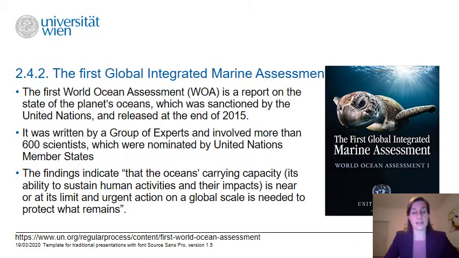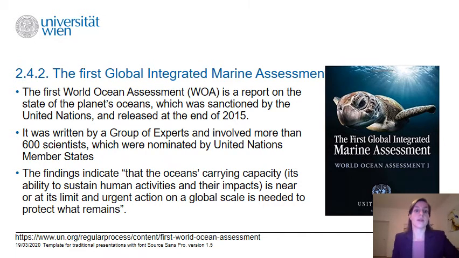So the World Ocean Assessment is a different kind of thing, because it does not involve in itself scientific knowledge production, but it synthesizes existing knowledge on the ocean. The first World Ocean Assessment is a report on the state of the planet's ocean. It was sanctioned by the United Nations and released at the end of 2015. In the reader that I use for this course, you can find the first 10 to 15 pages of the ocean assessment, so you can see how it looks.